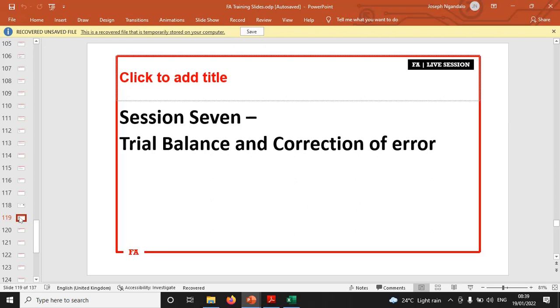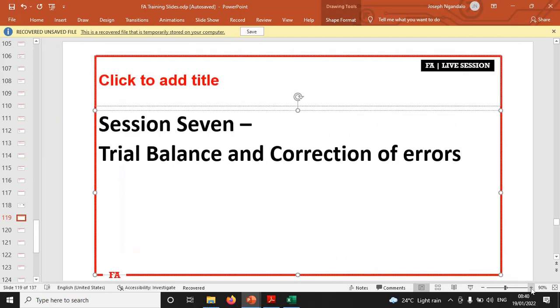Today's lesson is before us. You have your pen in your hand. You want to write something. Trial balance and correction of accounting errors. You understand? Yes. Trial balance and the correction of accounting errors. That is our topic for today. I think by now you should have written something.